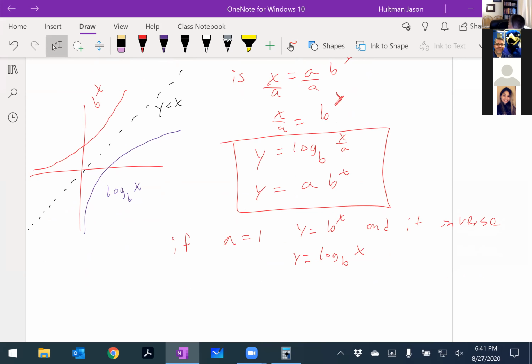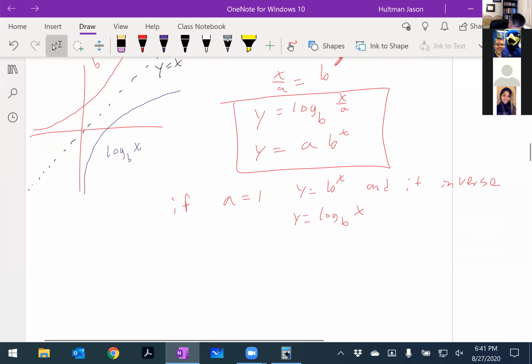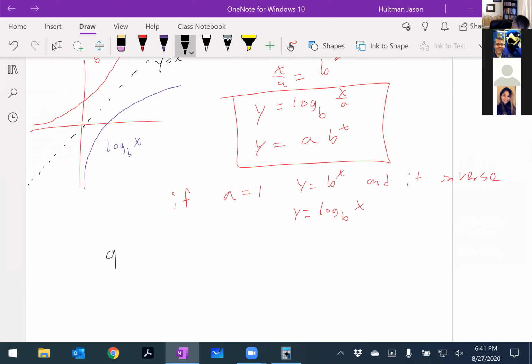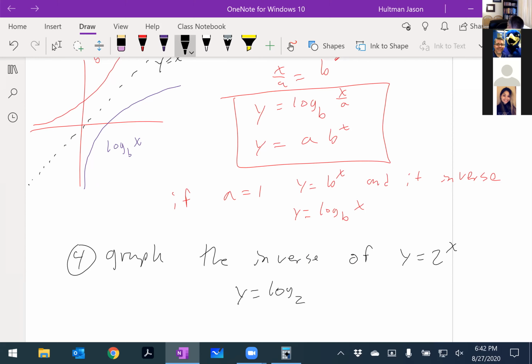So let's graph the inverse. Let's make this number 4: graph the inverse of y equals 2 to the x. What's the inverse of y equals 2 to the x? Well, that's going to be y equals log base 2 of x, right? So graphing the inverse of this thing means graphing log base 2 of x.